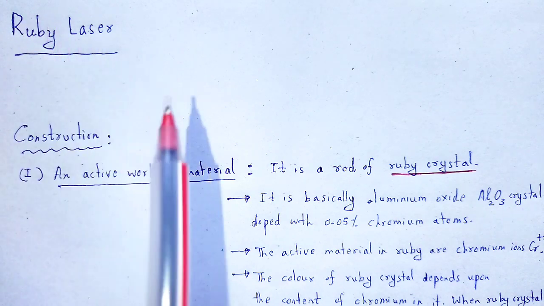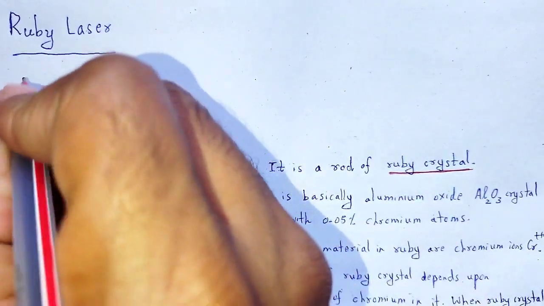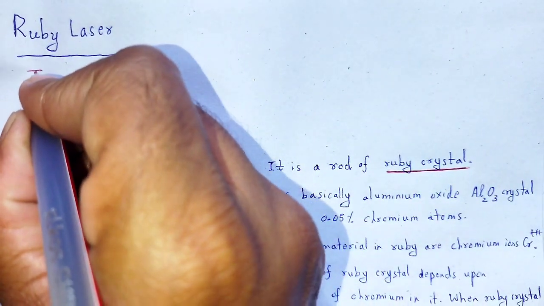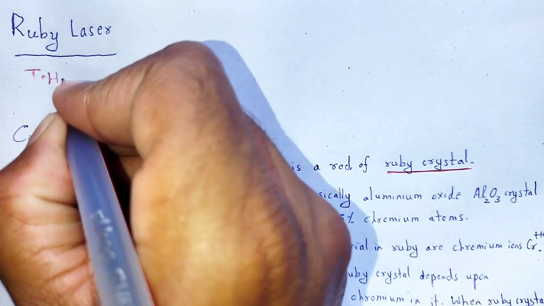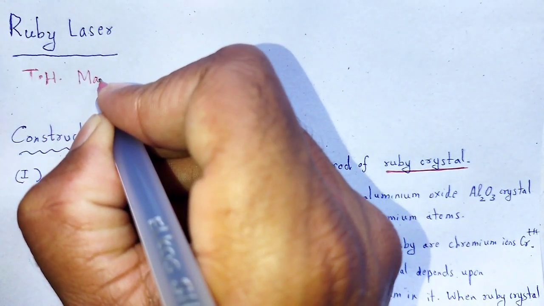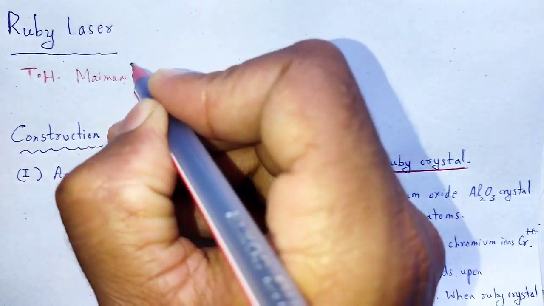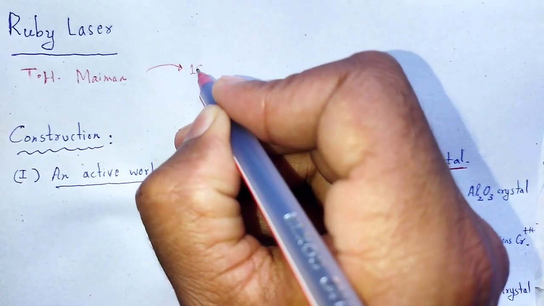Ruby is a crystal, and it was invented by the scientist T.H. Maiman in the year 1960.